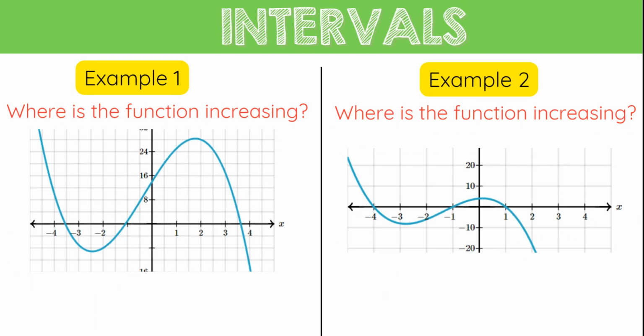Okay, some functions have a little bit more than just one or two patterns happening. There can be a lot of different increasing and decreasing intervals going on. So let's look at example 1. Where is the function increasing? A couple of patterns are going on. It starts to go down, and then it starts to increase right along here, and then it starts to go down again. So we're only focused on where the red is. That's where the function's increasing. I'm going to put two boundary lines so we know where it stops.